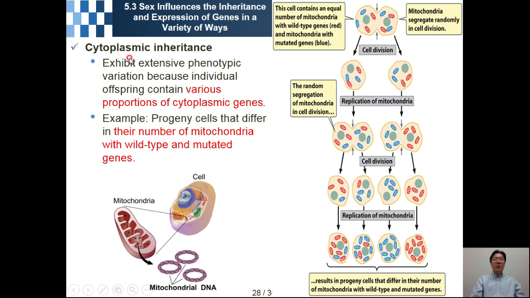So usually cytoplasmic inheritance exhibits extensive phenotypic variation, because individual offspring contain various proportions of cytoplasmic genes. An example is what we already explained here: progeny cells that differ in their number of mitochondria with the wild type mitochondrial gene or the mutated mitochondrial gene.